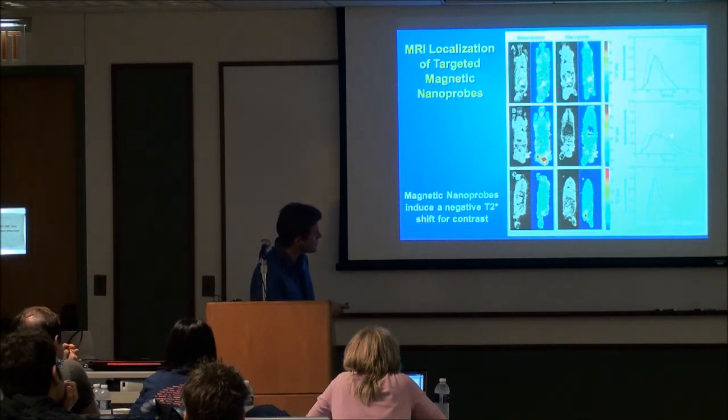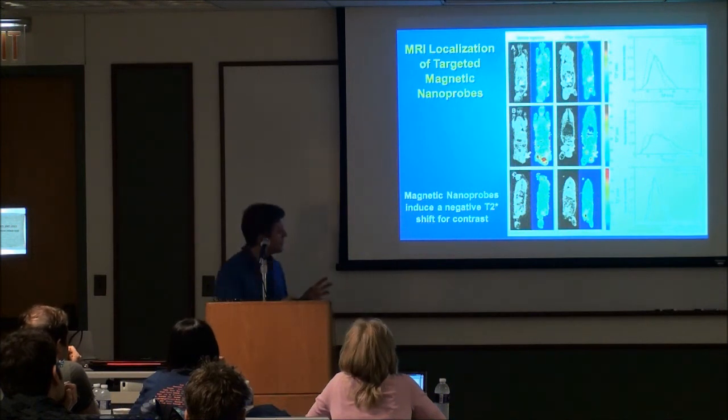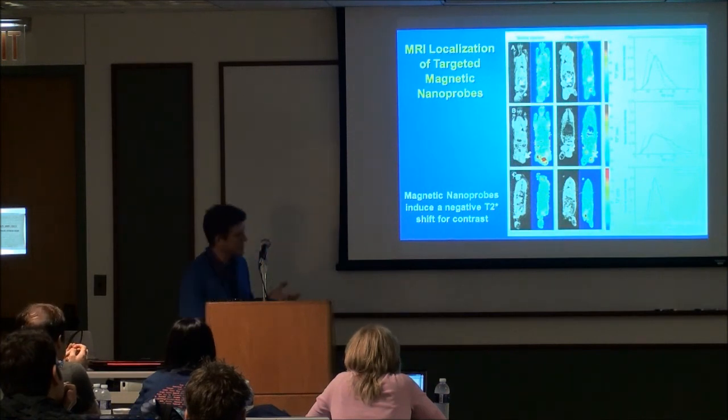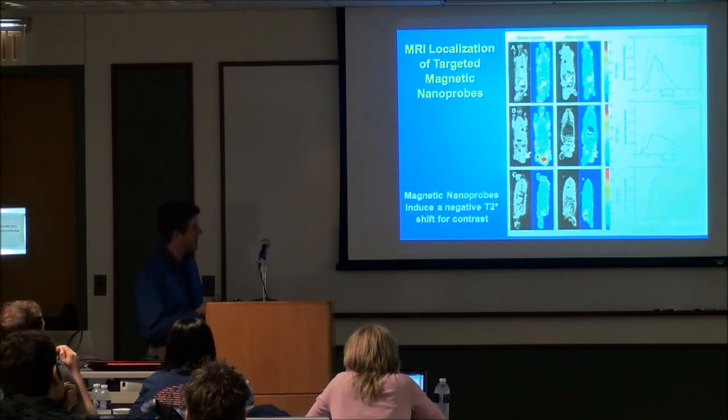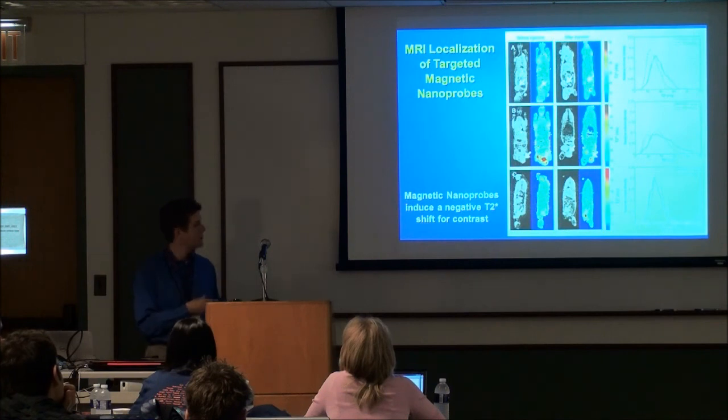In the non-targeted case, it was pretty much equivocal. There was no major shift. And in the saline case, it was pretty much the same. In fact, it was an opposite shift, that after the saline there was a positive T2 shift. So this just verifies that with MRI, we could detect that there was a negative T2 shift due to the presence of these nanoparticles.